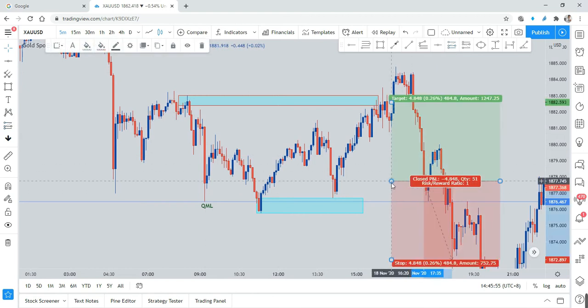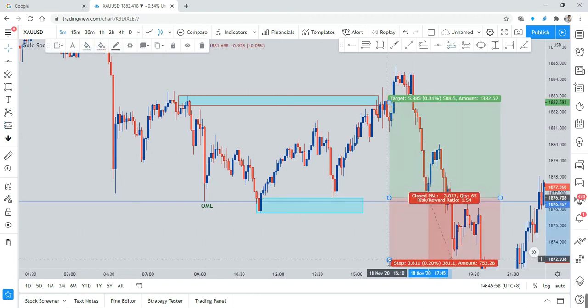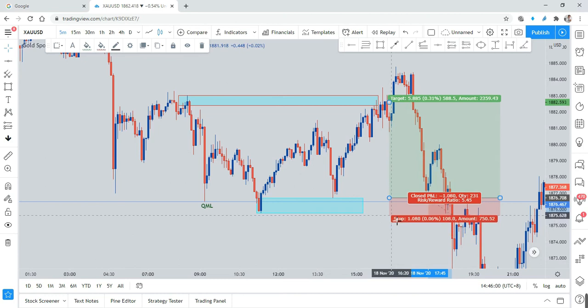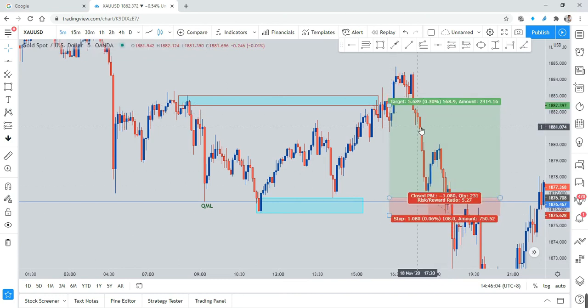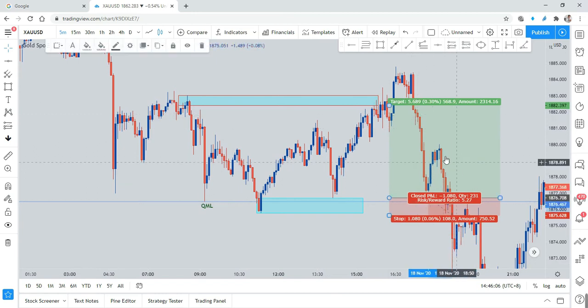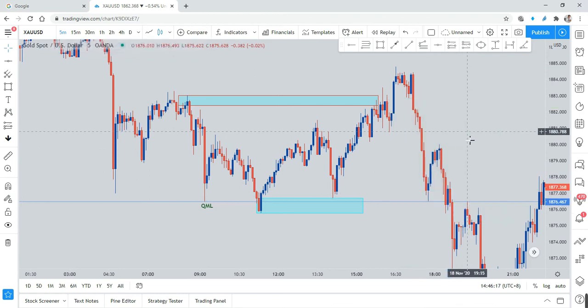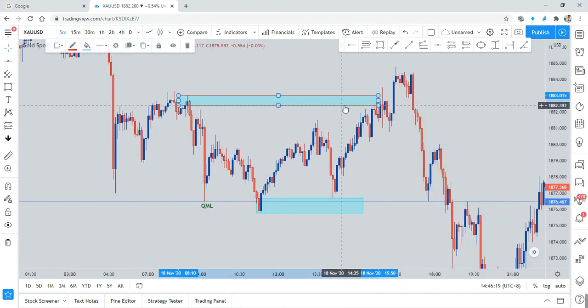So my risk reward was around, not much, but I'm very happy with it. Around 5 times. Yes, 1 to 5, not my usual. I mean, usually more than that, but it's okay for me because I got some profit out of this.